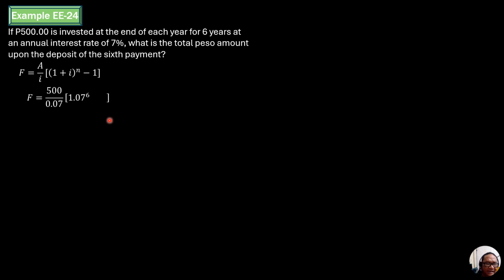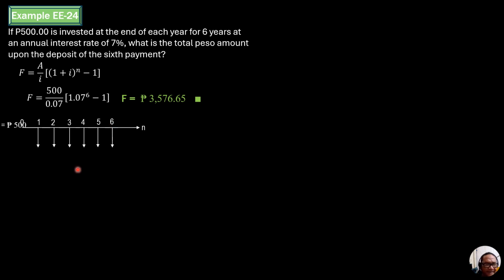And there is an alternate formula here using the sum notation because remember, an ordinary annuity is the same as that of a geometric progression. So that's why we have 3,576.65 pesos. So drawing the cash flow diagram, this is the sixth period. A is 500 pesos. The formula is the summation of 500 times (1.07) raised to x, and it should begin at 0 to 5. Why 0 to 5?